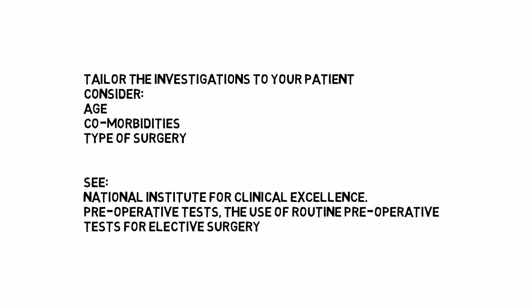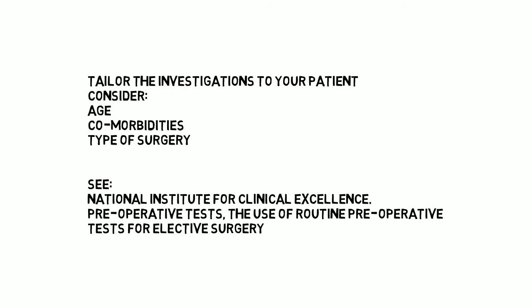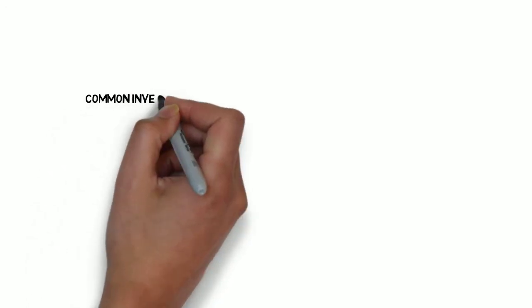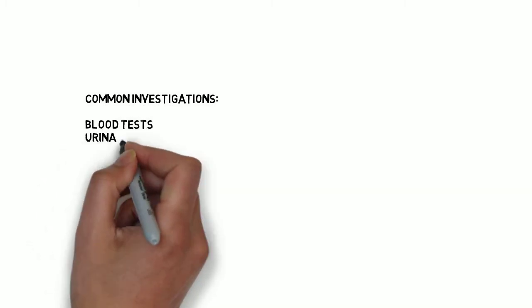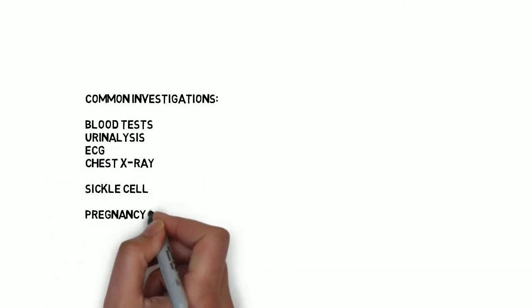Many patients do not need investigations for minor procedures. Investigations requested depend on the patient's age, comorbidities and type of surgery. National Institute for Clinical Excellence guidelines are available, which can help you decide which investigations to perform. These include blood tests, urinalysis, an ECG and chest X-ray. A sickle cell or pregnancy test may also be indicated.